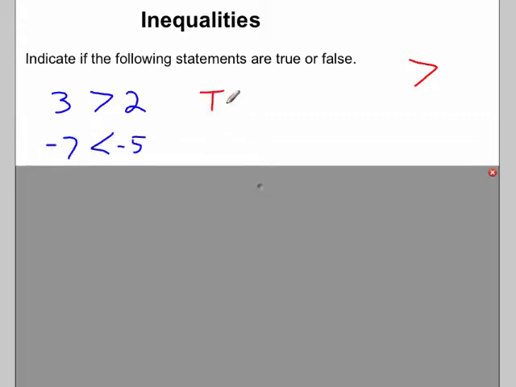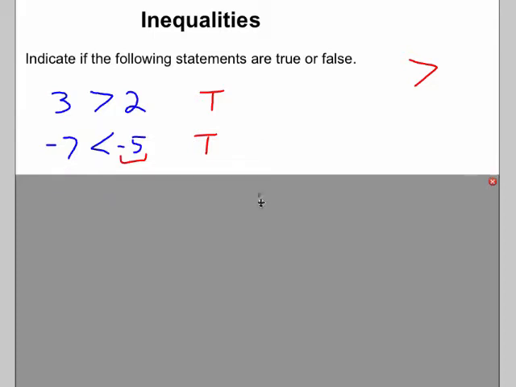Next one, we have -7 and -5. And the least negative number is the bigger number, and so the opening of our symbol, the mouth of the sign, if you want, is opening towards the -5, and we would say that -7 is less than -5, which is a true statement.